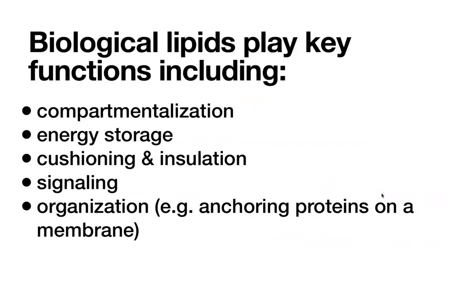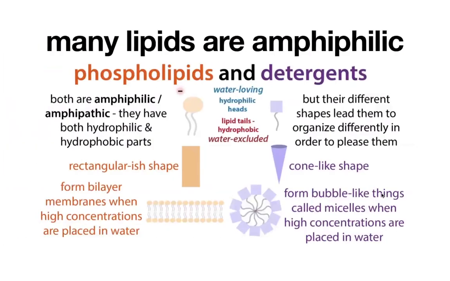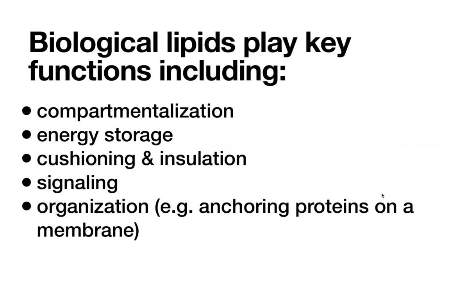So by forming these bilayers, as well as by doing other things, lipids have a lot of really crucial roles in biological systems. So yes, we're not really going to talk too much about detergents and soaps because we don't really have those in our bodies, but we use them all the time. We talk about them in the lab. We talk about them when we're washing our hands. That's another type of lipid. But we're going to focus on the biological lipids today and some of their functions.